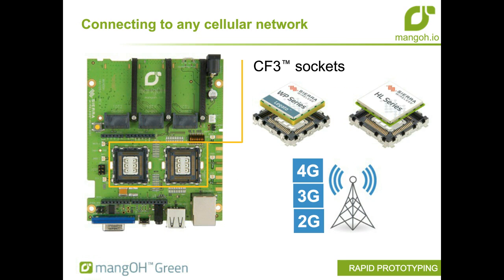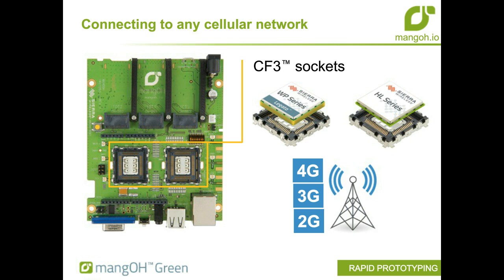Mango's flexibility comes from two onboard CF3 sockets. CF3 stands for Common Flexible Form Factor. Common as in common across generations of cellular technologies from 2G to 4G. Flexible as in the modules can either be soldered down or can be put in a socket. And by the form factor itself, it means that it is standardized and strictly maintained by Sierra Wireless. The CF3 socket can accommodate a Smart WP module or a bit pipe HL module. These modules allow you to connect to any cellular network anywhere in the world.